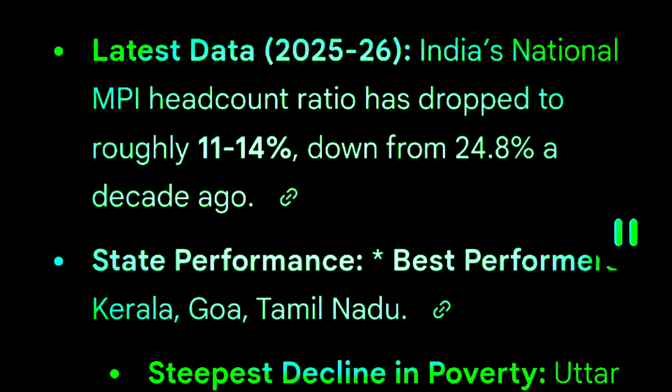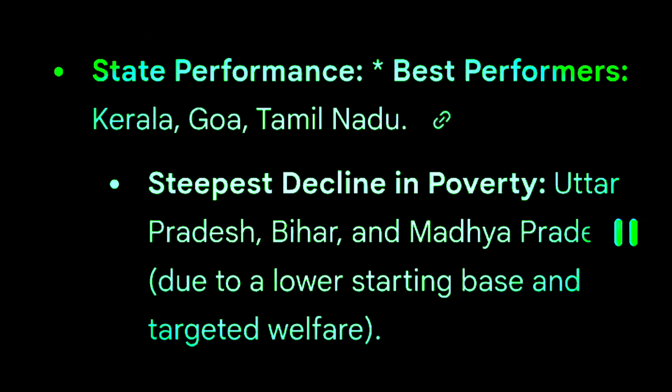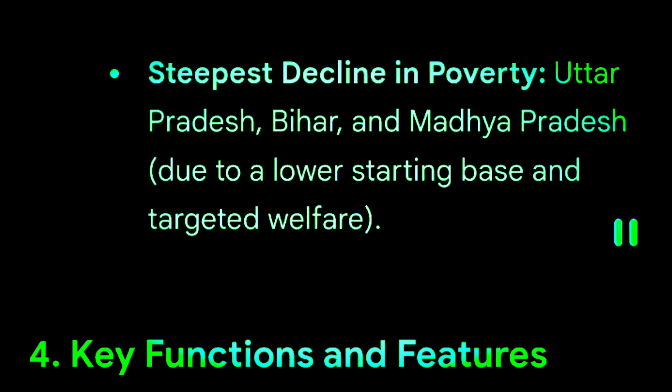Latest data, 2025-26: India's national MPI headcount ratio has dropped to roughly 11 to 14%, down from 24.8% a decade ago. State performance. Best performers: Kerala, Goa, Tamil Nadu. Steepest decline in poverty: Uttar Pradesh, Bihar, and Madhya Pradesh, due to a lower starting base and targeted welfare.